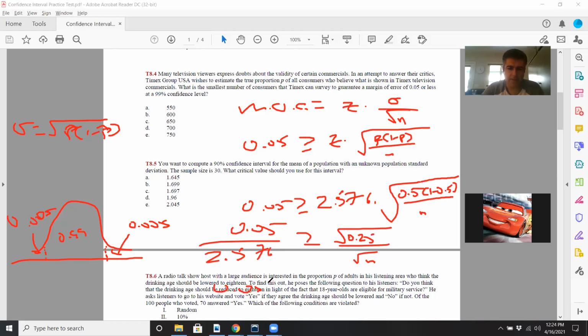Actually, let's just get that nasty decimal out of the way. So the left side will be 0.0194. Up top is 0.5 over root n. If you cross multiply both sides by root n, and divide both sides by 0.0194, you get 25.76. And then you have to square both sides. You get about 6.